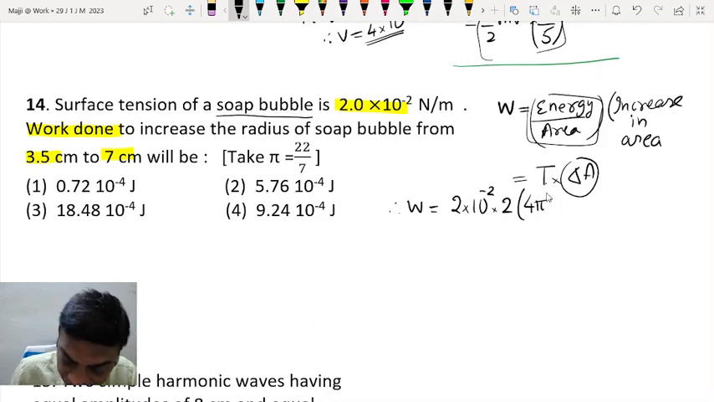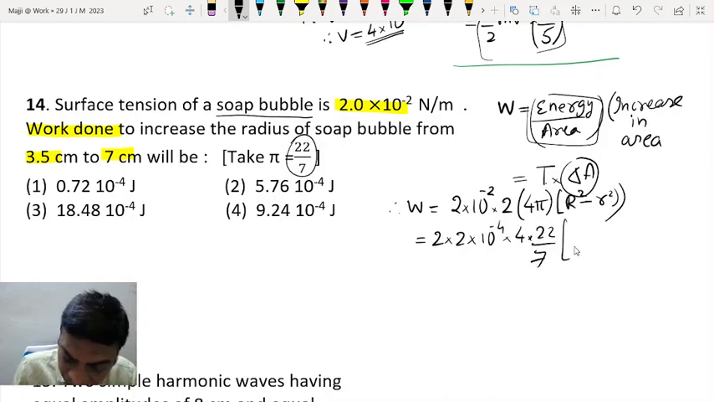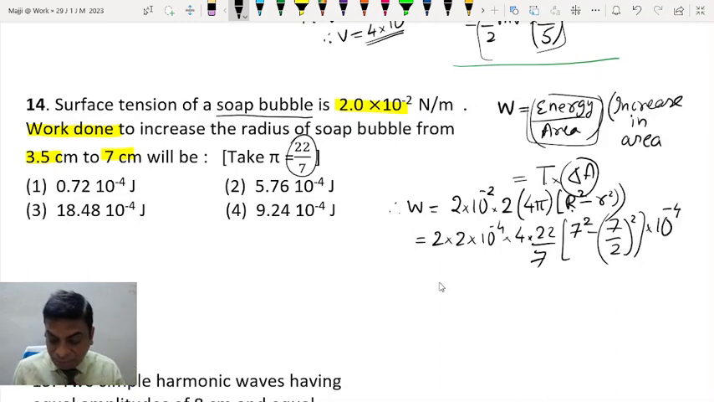Okay, 4 pi r square. So final radius is capital R, initial radius is small r. So this is how we will be calculating. So 2 into 10 power minus 4 into 4 into, we'll take pi as 22 by 7. So this is 7 square minus 7 and half square. Centimeter to be converted into meter. Remember, it is square, so 10 power minus 4.